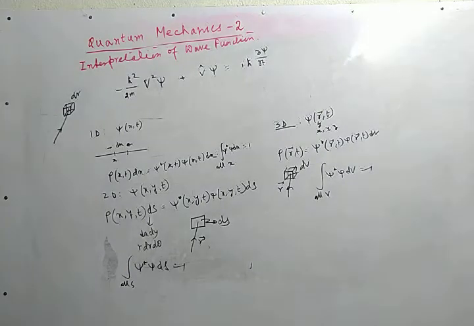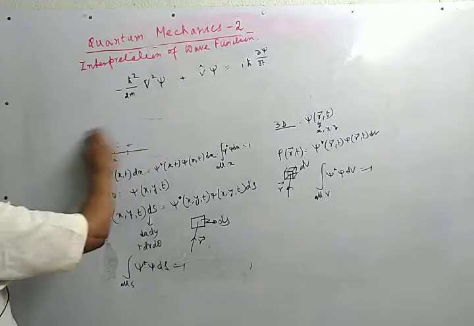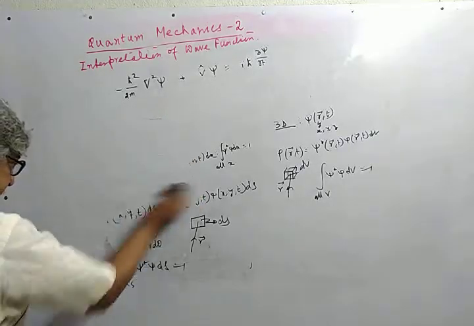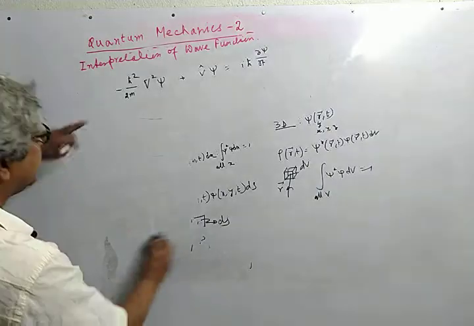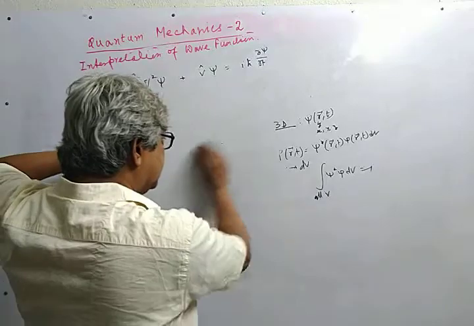Now I come to the second justification of the wave function, that is, in terms of the equation of continuity or the probability current density. In doing this, we first start with the Schrodinger equation, the time dependent Schrodinger equation in 3D.